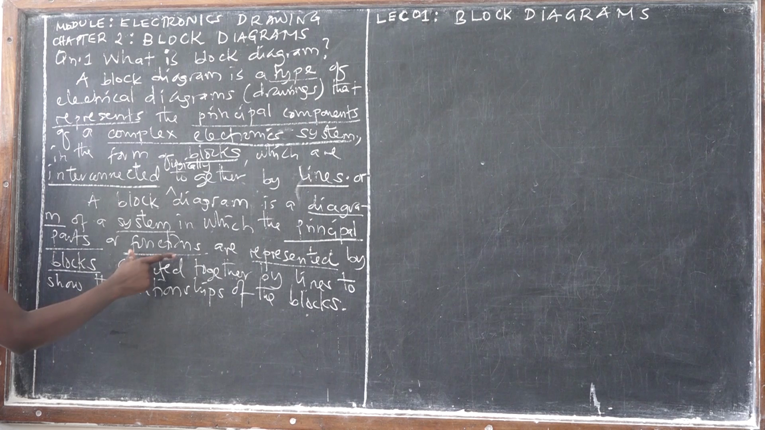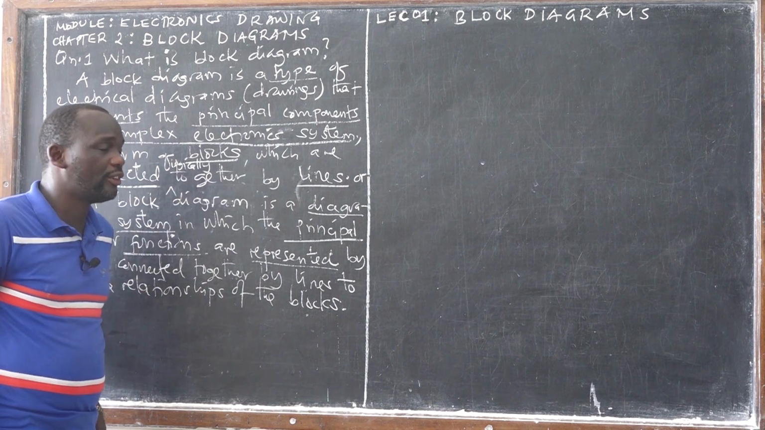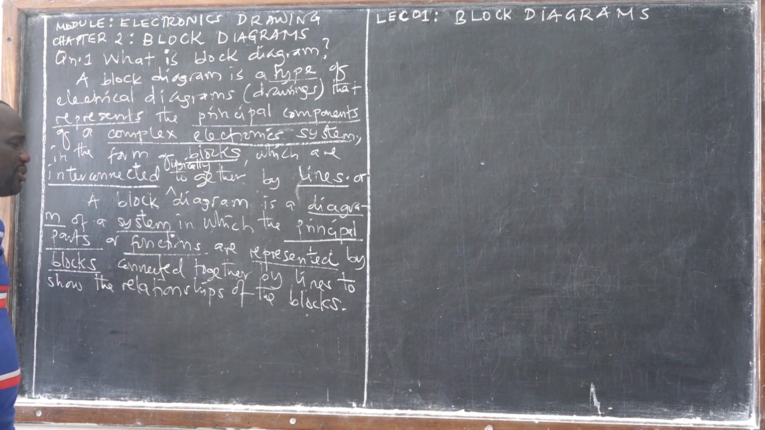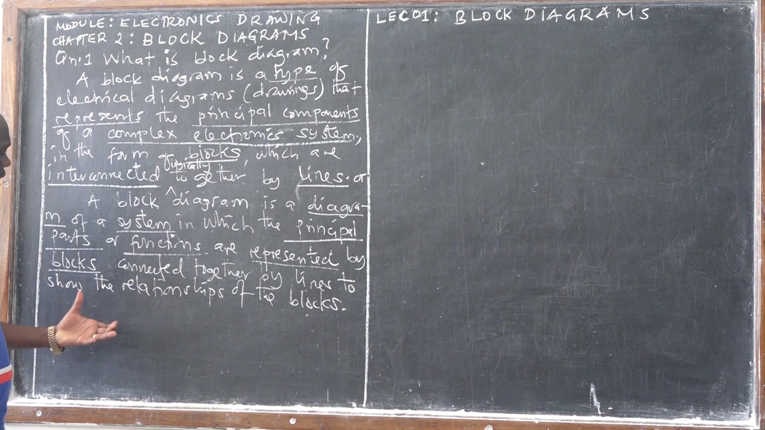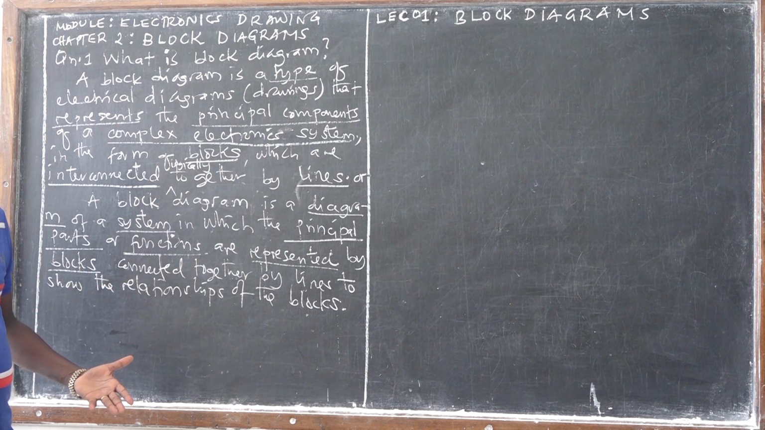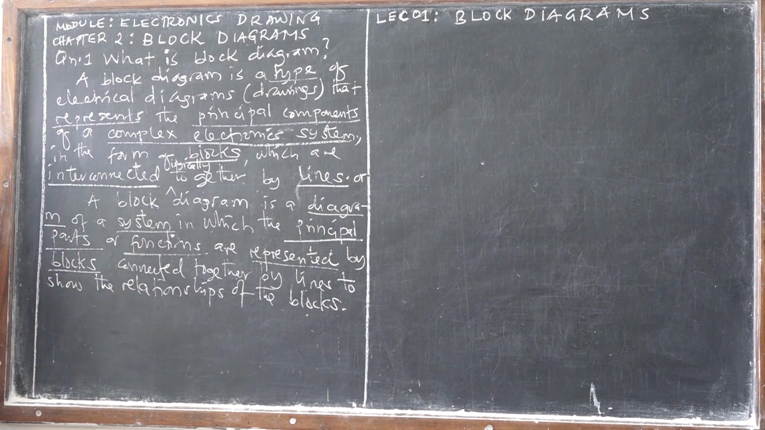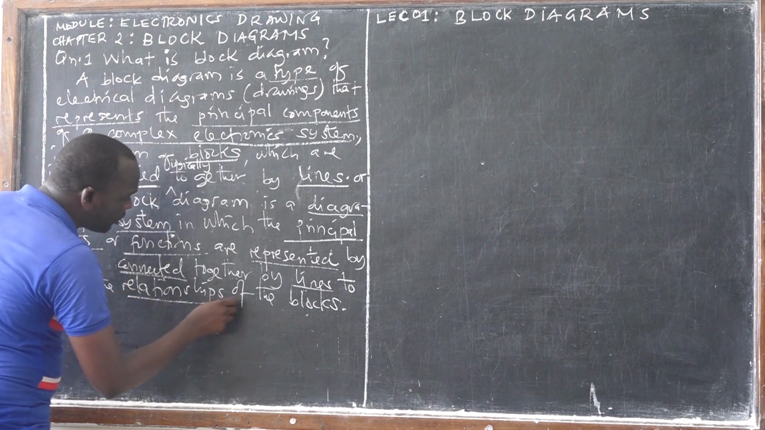So this terminology of function is very important, because yesterday we had a first mini presentation for the bachelor students who are pursuing electronics and telecommunication engineering. And when you analyze the block diagrams, they were very poor, because some of the blocks don't represent the function. Some of the blocks were just representing the components. So these functions or principal parts are represented by what? Blocks. And these blocks are connected together by what? Lines. To show the relationship of the what?